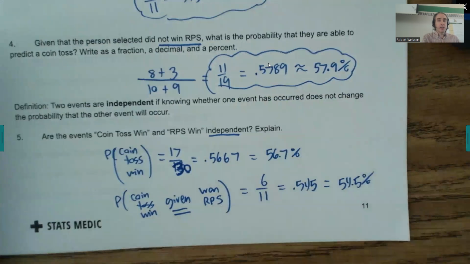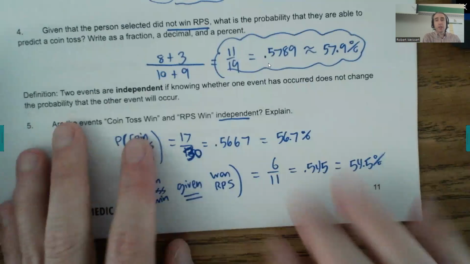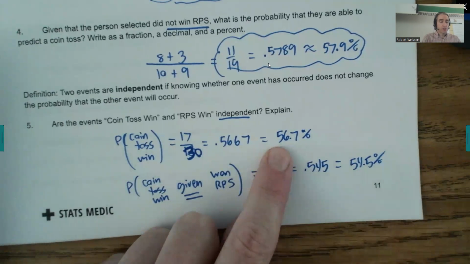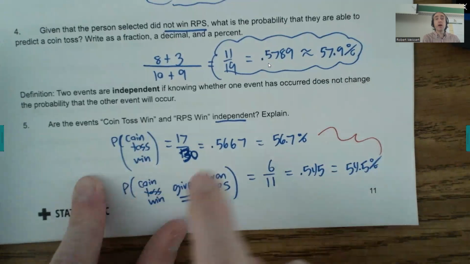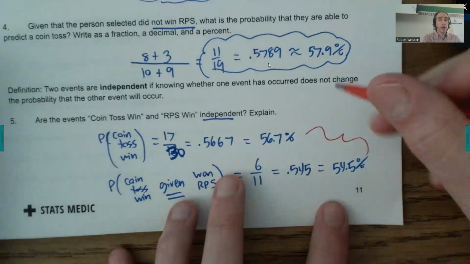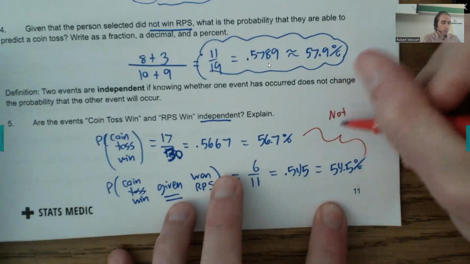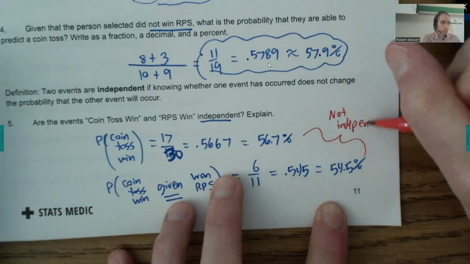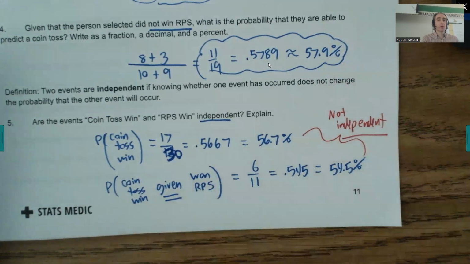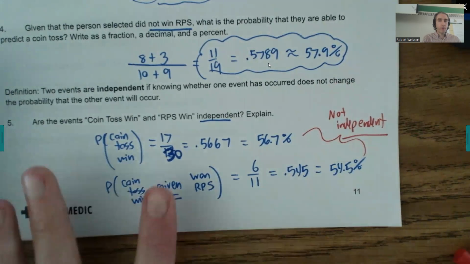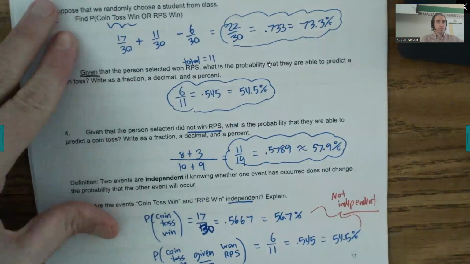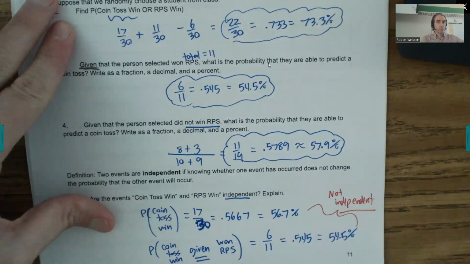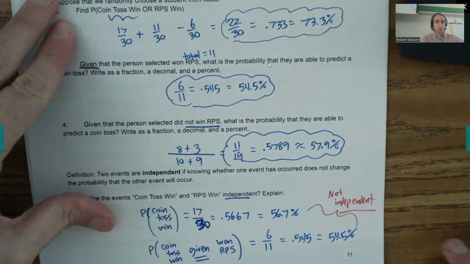Now, they would be 100% independent, at least with our numbers, if these values were exactly the same. But since they are different, okay, since the probability of one and the probability of one given the other are a little bit different, they are not independent. They are not independent since those values are different. So think about that for a minute. I'll zoom out and let you take in the whole thing. And let's move on to the next page.